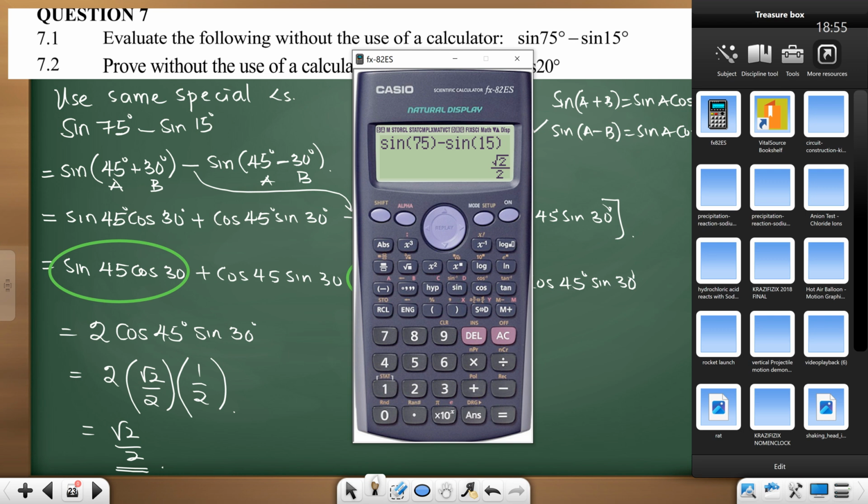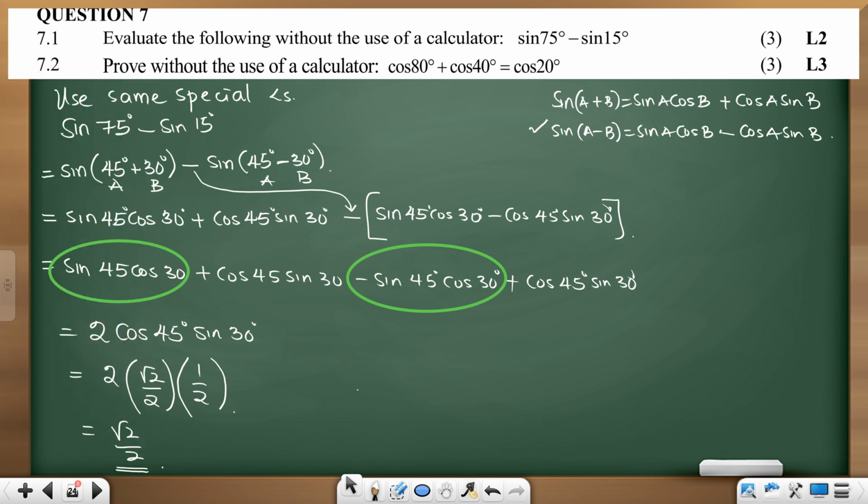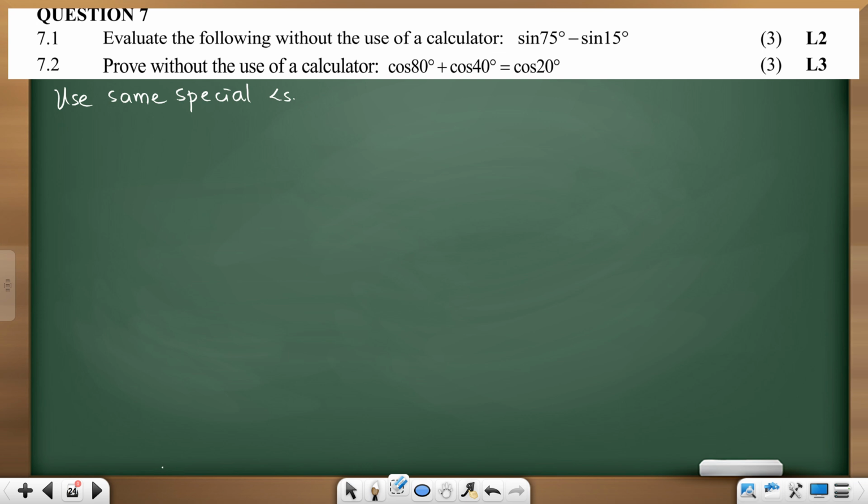All right, are we good? Please, this is very, very important, guys. If there's a question, please ask. Look at the second question. Prove without using a calculator that cos 80 plus cos 40. Please get your formula page. I'm not going to be writing this formula again.